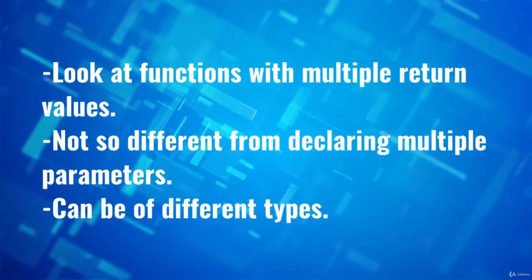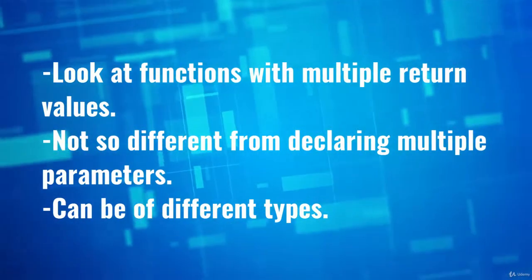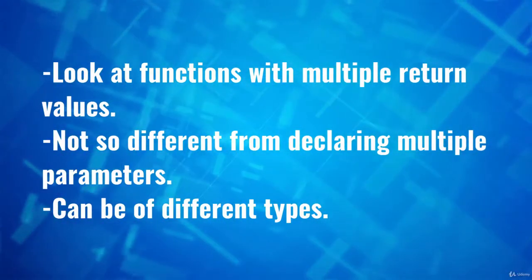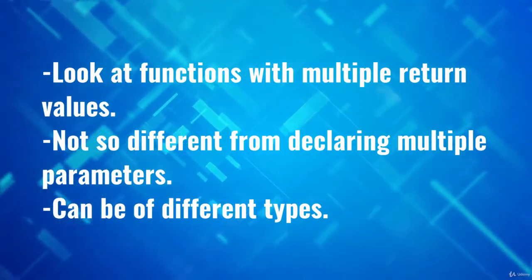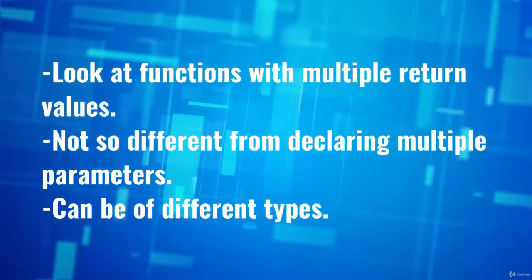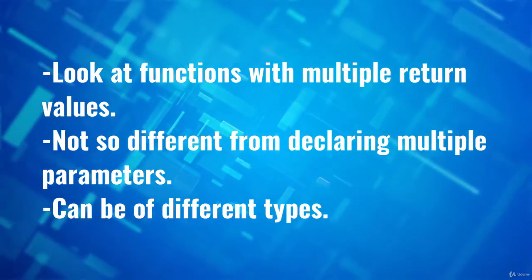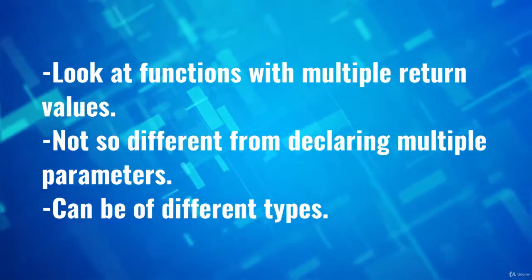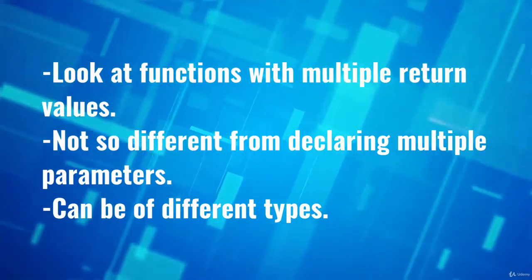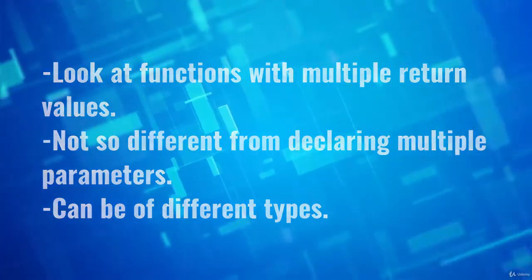Okay, so now we're going to take a look at functions with multiple return values. These are functions that have a return value, but rather than just the one, they'll have two. This is not so different from declaring a function with multiple parameters. We're going to have to include a name and then the type. These can be of different types, so we can have, for example, a function that returns both a string and an integer, and that's exactly what we'll be looking at. So there will be multiple return values and different return types as well.